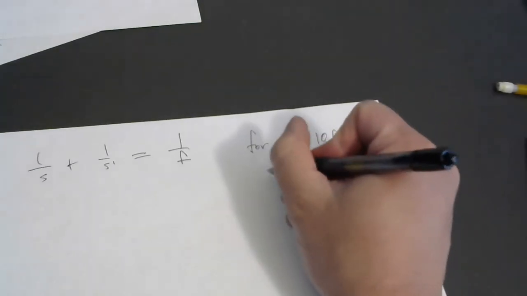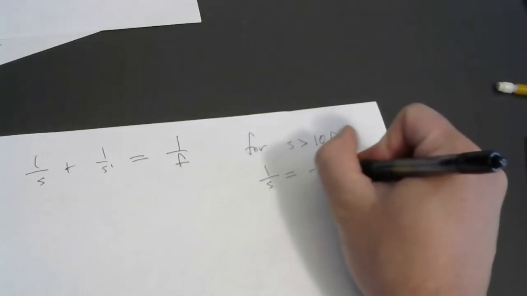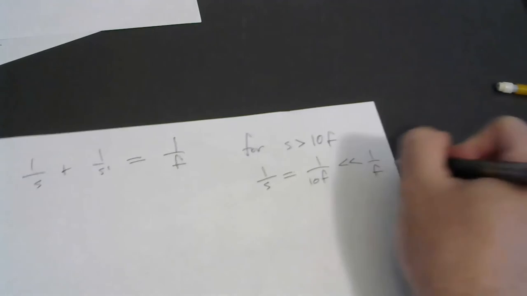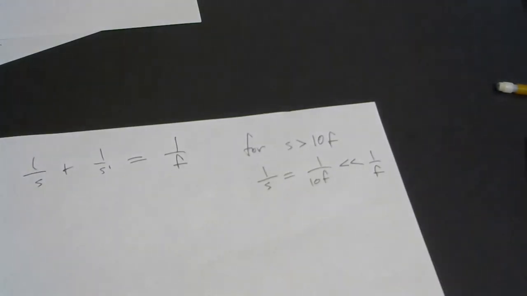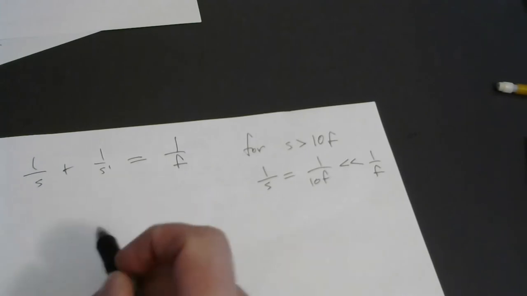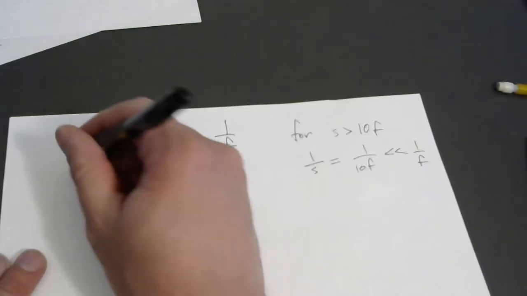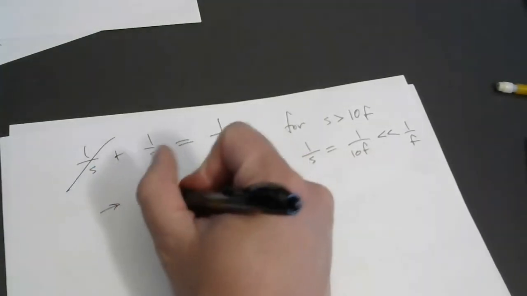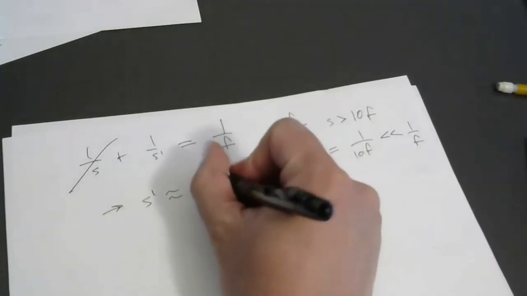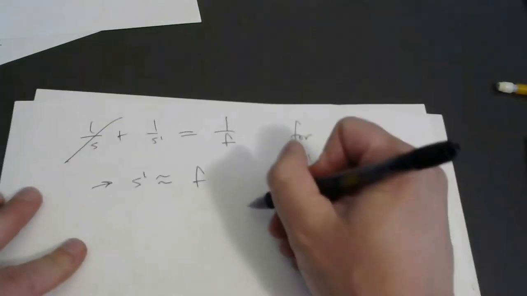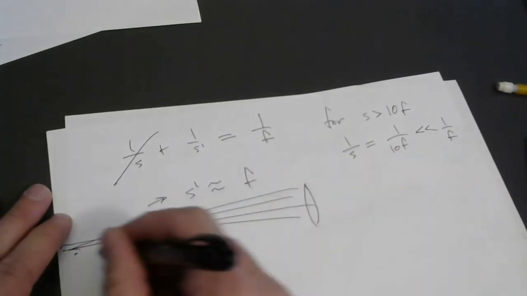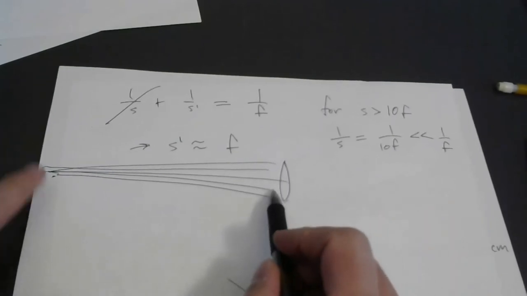focal lengths away, well, that would mean that 1 over S is 1 over 10F. That would be much less than 1 over F, or maybe 20 focal lengths. I think they go with 20. By the time you're 10 to 20 focal lengths away from the lens, this contribution to the equation is negligible. You can just disregard it. And in that case, S prime would be roughly equal to F. We already kind of knew that, right? If you've got a lens and your object is real far away, your rays come in almost parallel. This is not a great drawing.